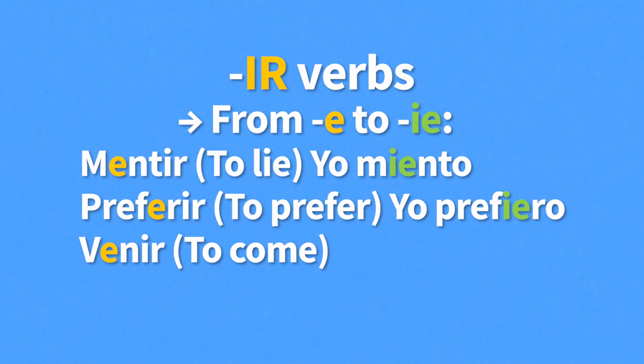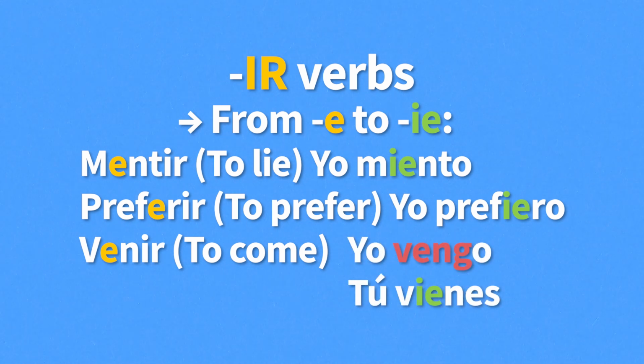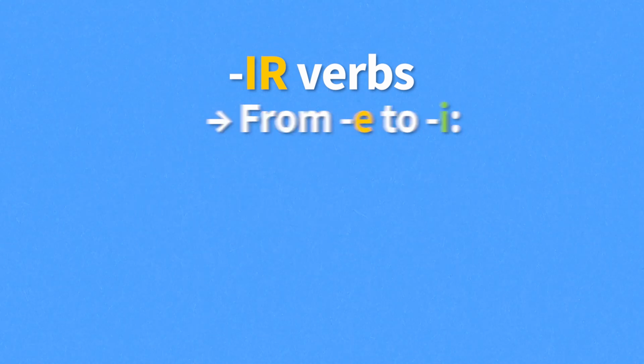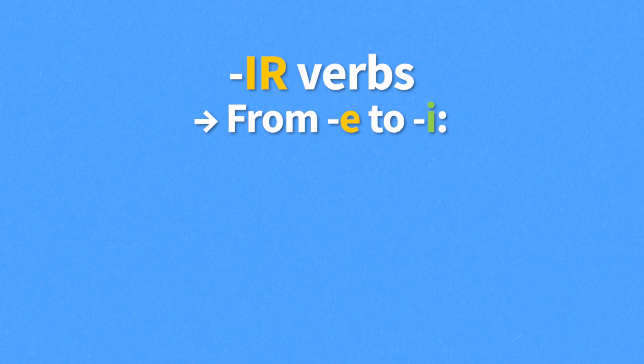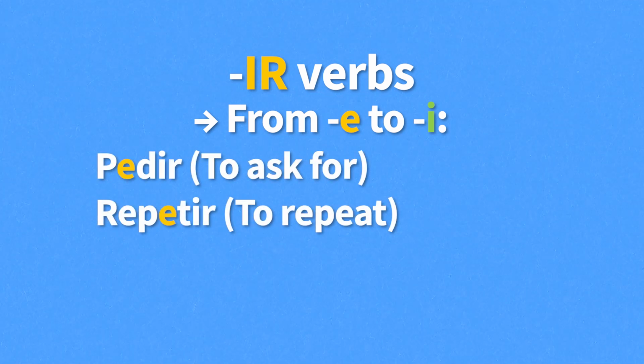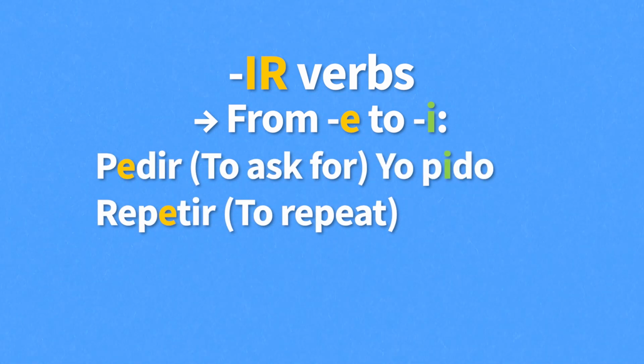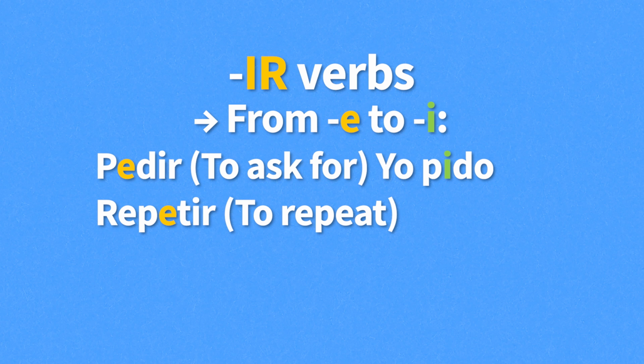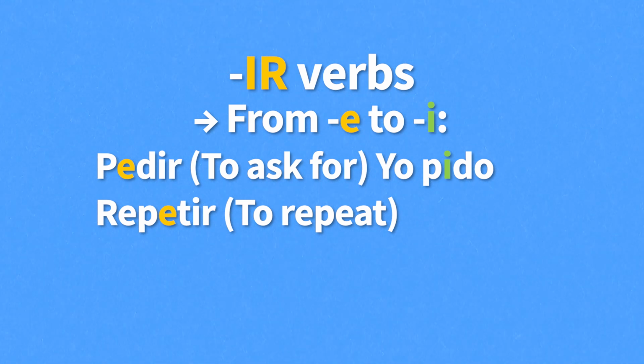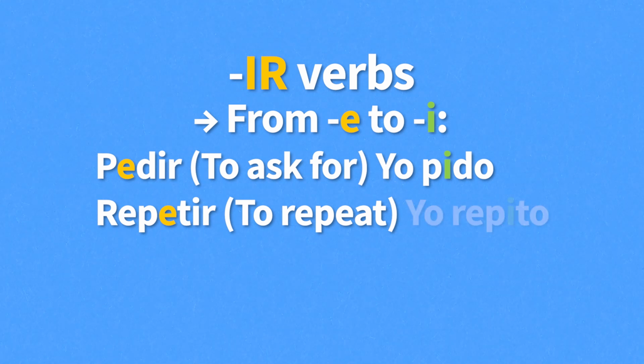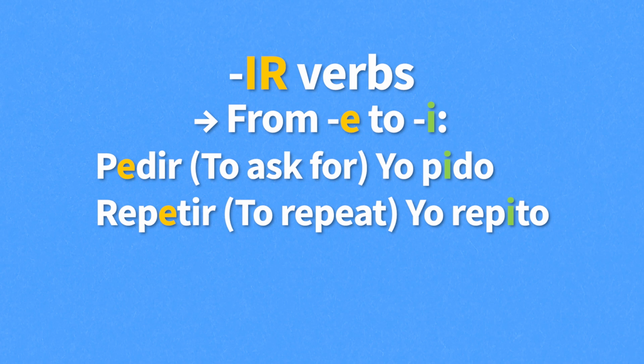And the verb venir, to come, which has an extra irregular first person. So, while it's yo vengo, I come, it's tú vienes, you come. The second stem change for IR verbs is from E to I. Here we have the verb pedir, to ask for, which turns into yo pido, I ask for. And we also have the verb repetir, to repeat, which becomes yo repito, I repeat.